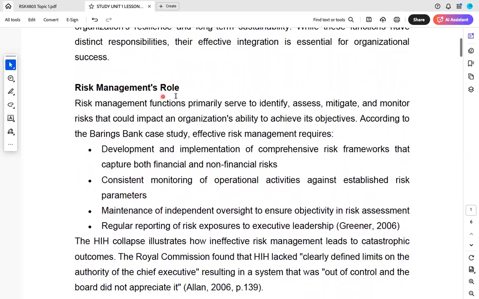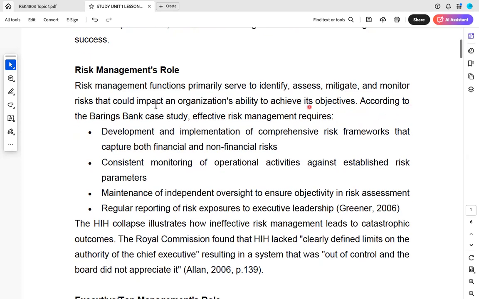When we look at the risk management's role, management's functions are primarily to identify risks within an organization, assessing these risks, trying to assess the likely impact of these risks, coming up with ways to mitigate these risks, which would come to that part we were referring to, which is closely related to risk financing, monitoring the risks that could impact an organization's ability to achieve its objectives, and then reviewing that process consistently, identifying, assessing, mitigating, and monitoring risks. So that's what risk management's role is.